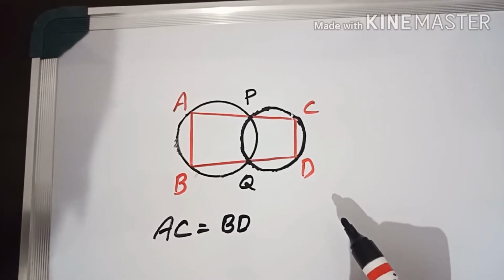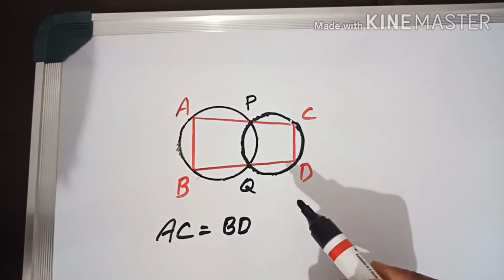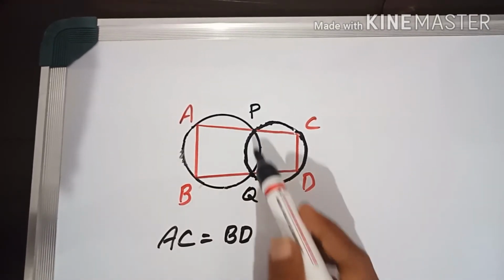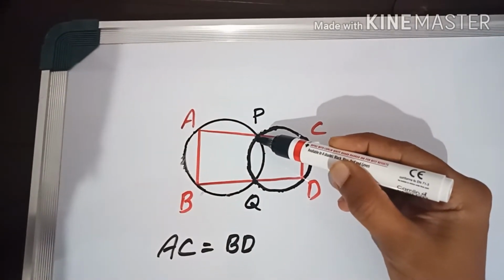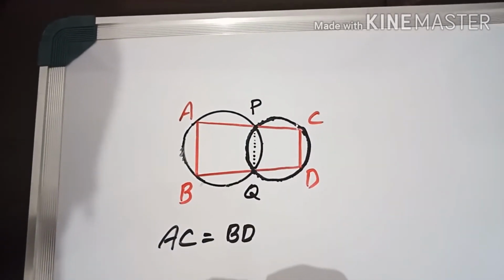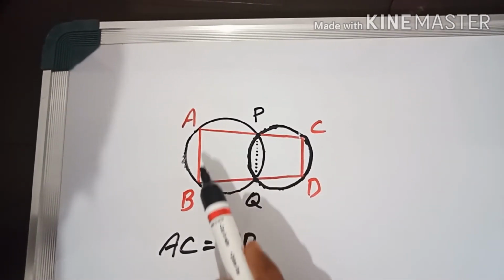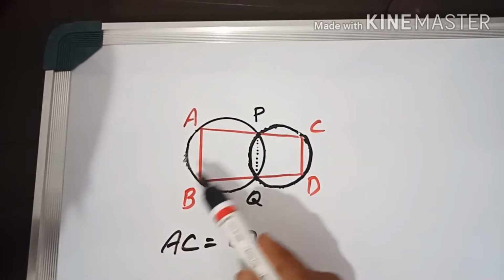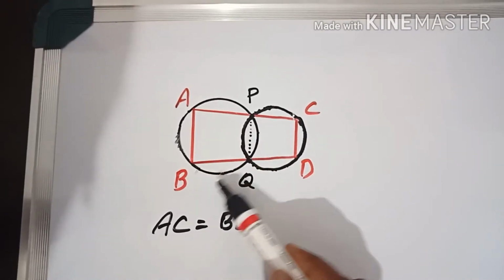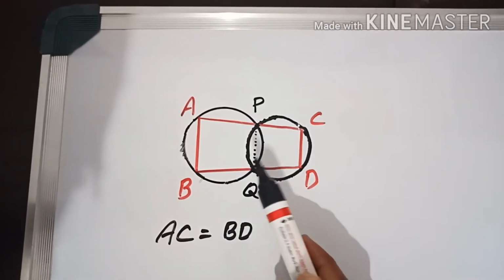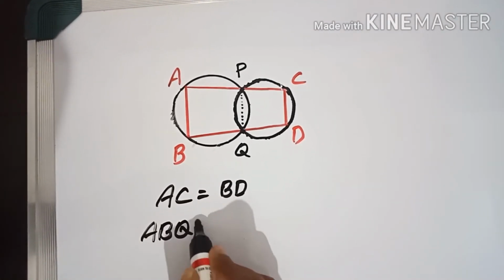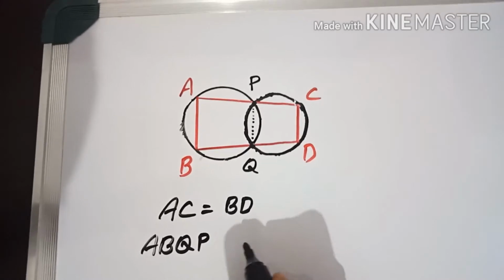That is the question. Now let's consider first quadrilateral APQB. In order to get a quadrilateral, we need one more line here. So for that, let's join this line, just join PQ. So quadrilateral ABQP we will get. ABQP is a quadrilateral inside the first circle, that means we can say that this is a cyclic quadrilateral.